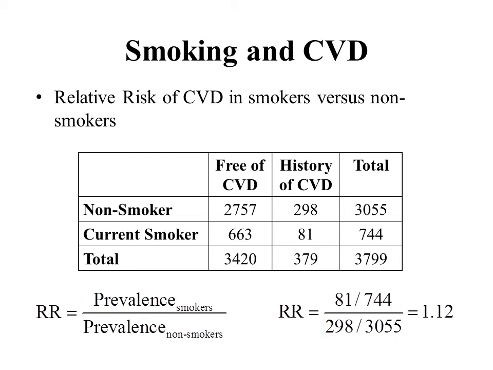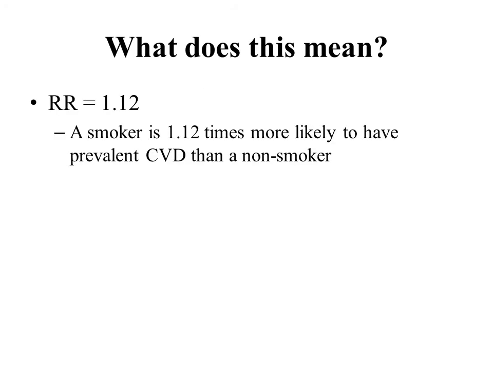We do that arithmetic, we get 1.12. So what does this risk ratio mean? Kind of informally, a smoker is 1.12 times more likely to have prevalent cardiovascular disease than a non-smoker.